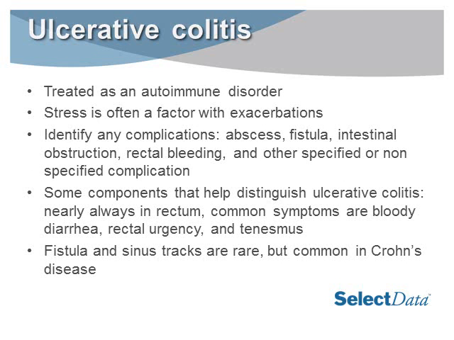For ulcerative colitis, it's treated as an autoimmune disorder, and stress is often a factor with exacerbations. As with regional enteritis, we must now identify any complications, whether the patient has an abscess, a fistula, an intestinal obstruction, whether there's rectal bleeding present, or if there's other specified or non-specified complications. Some components that help distinguish ulcerative colitis is that it's nearly always in the rectum, and common symptoms are bloody diarrhea, rectal urgency, and tenesmus. Fistula and sinus tracts are rare, but are common in Crohn's disease.